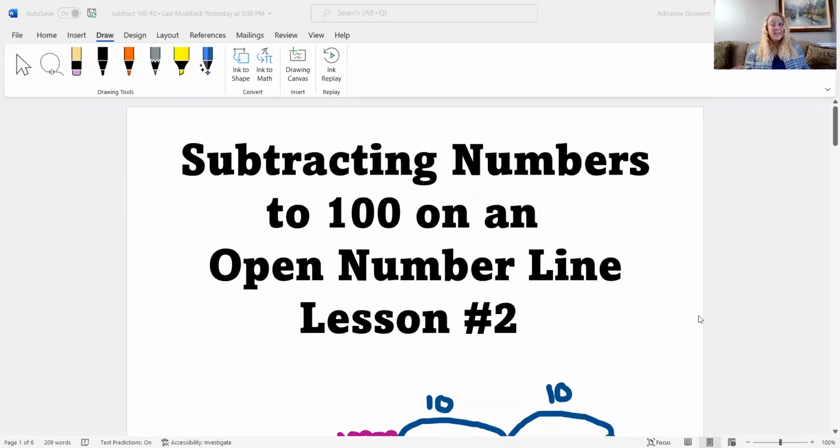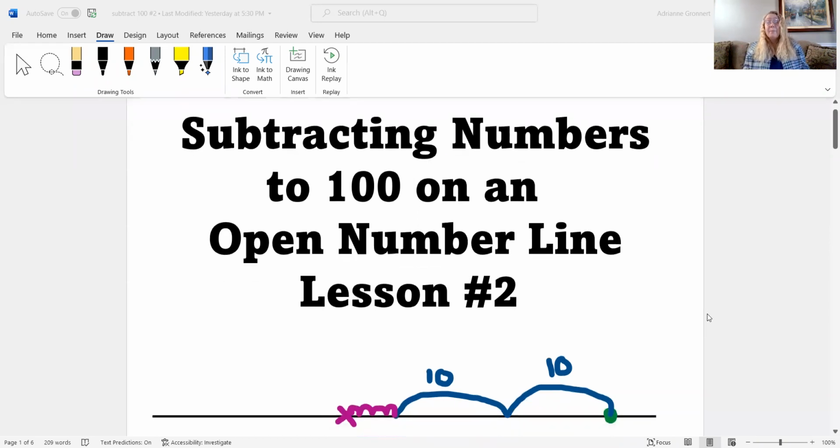Mrs. Gronert, and today we are going to be doing even more practice about subtracting numbers to 100 on an open number line. This is lesson number 2. You will need paper and something to write with to complete this lesson. So if you don't have those, go ahead and pause the video, get them ready, and then let's begin.